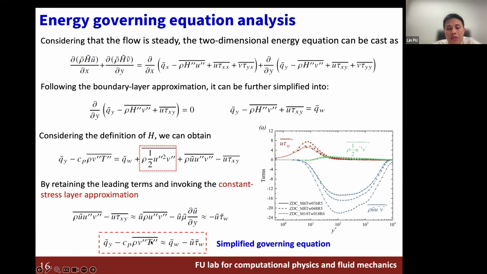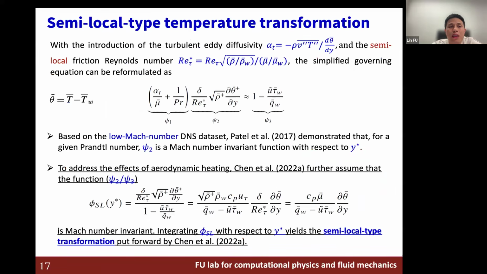This looks like, first of all, you have temperature, and secondly it's rather simple. Then people started to propose the so-called semi-local type temperature transformation. There is not much work in this area, but let's revisit it a little. They first introduced a turbulent eddy diffusivity alpha t, which is the classical definition. They also introduced a semi-local friction Reynolds number. Then they define theta equals T minus T wall. The governing equation we previously derived can then be simplified into this version, with three terms: psi 1, psi 2, and psi 3.